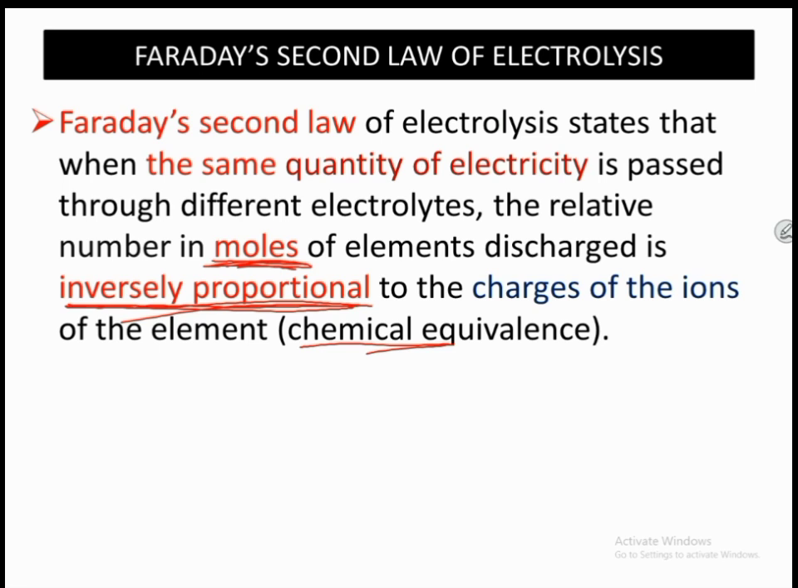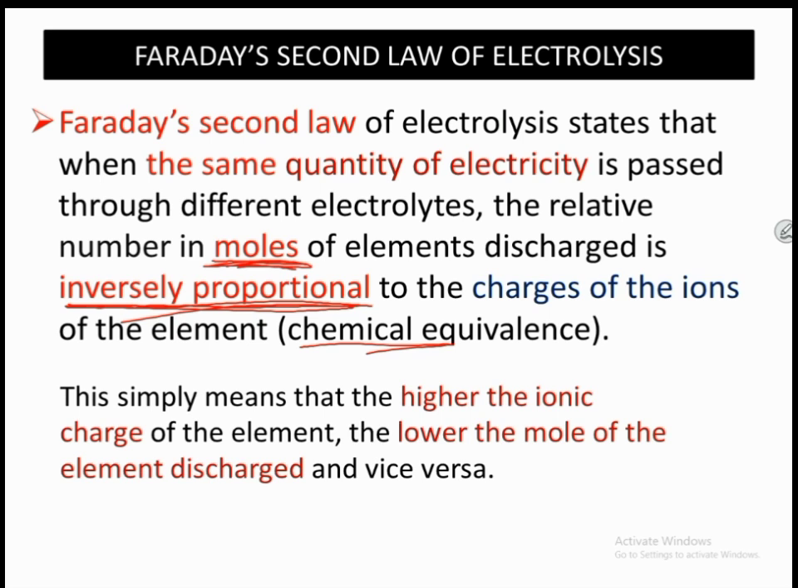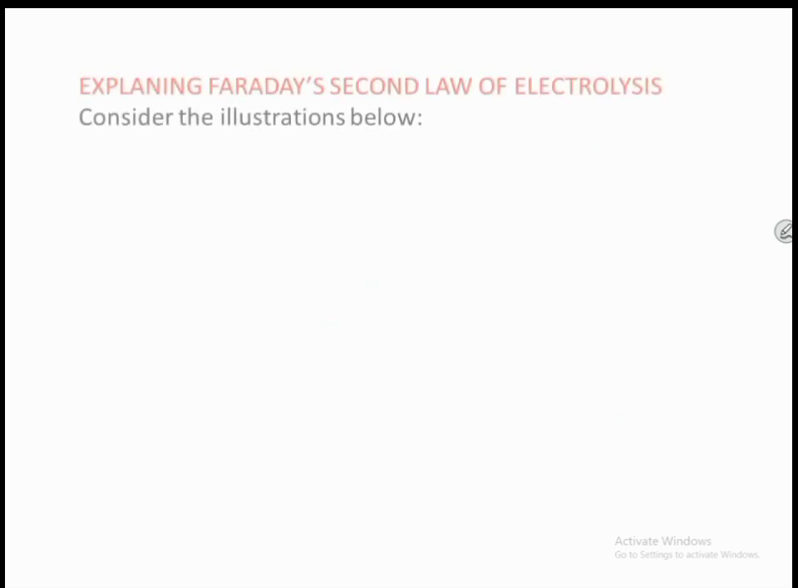That means it is inversely proportional, which means, let's put it this way, the higher the chemical equivalence, the lower the mole of the substance discharged. That's what it means. This simply means that the higher the ionic charge of the substance, the lower the mole of the element being discharged at the end of the day when constant electricity passes through the electrolyte.